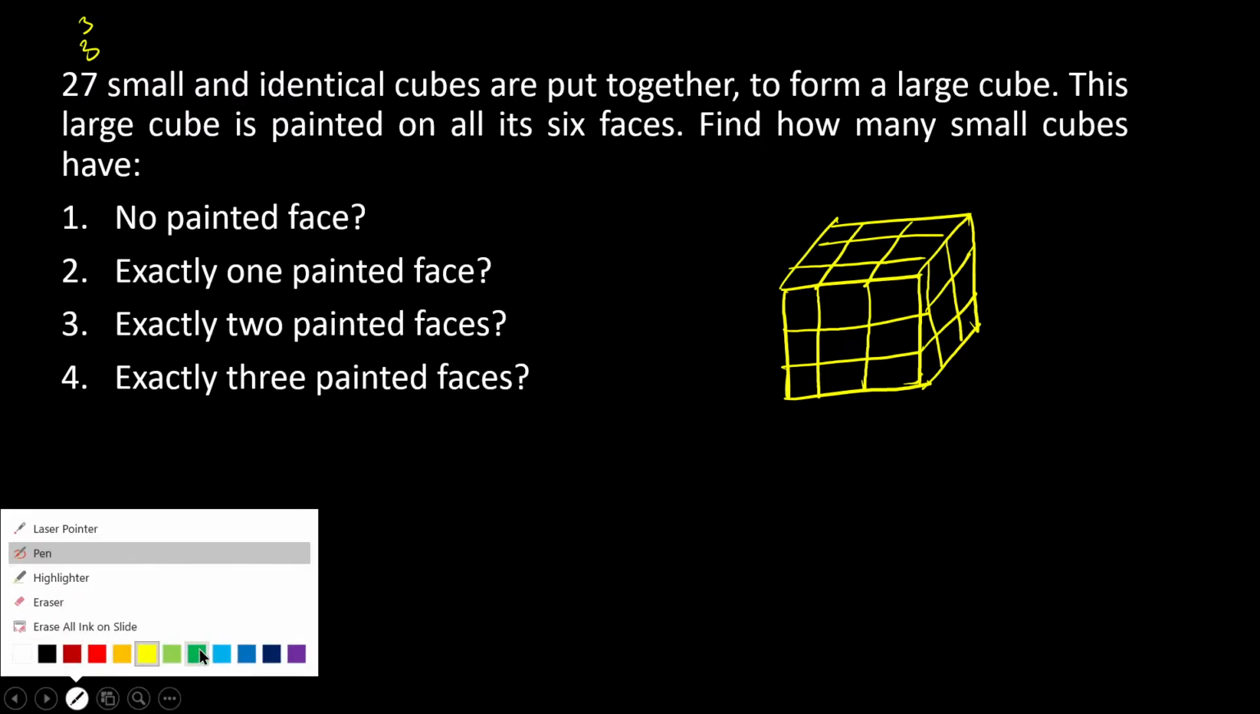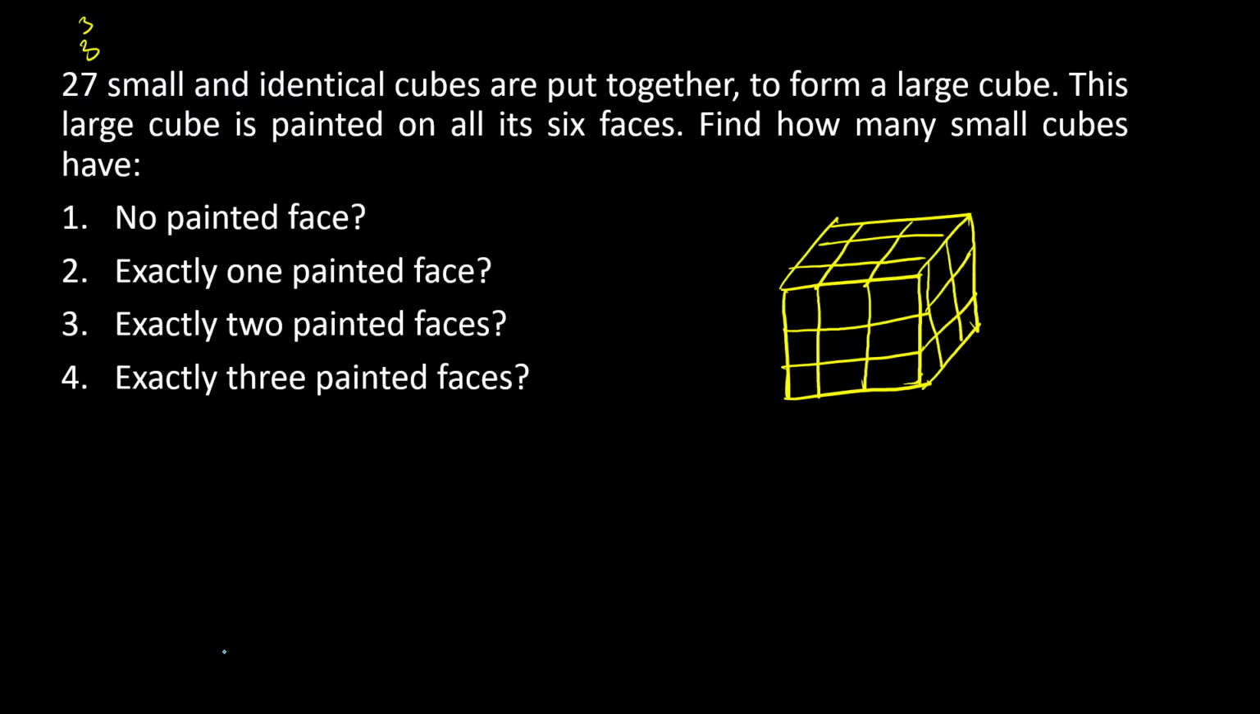27 small and identical cubes are put together to form a large cube. This is the required cube. This large cube is painted on all its 6 faces. Find how many small cubes have no painted face, exactly 1 painted face, exactly 2 painted faces, exactly 3 painted faces. Let me start with this.